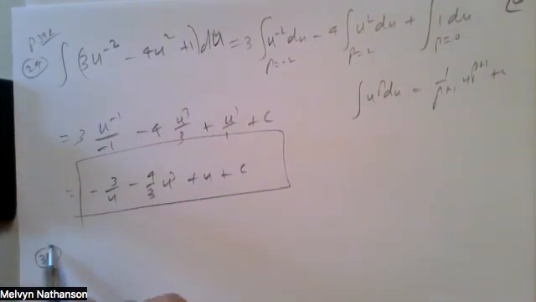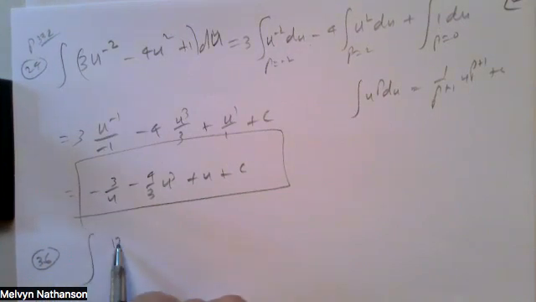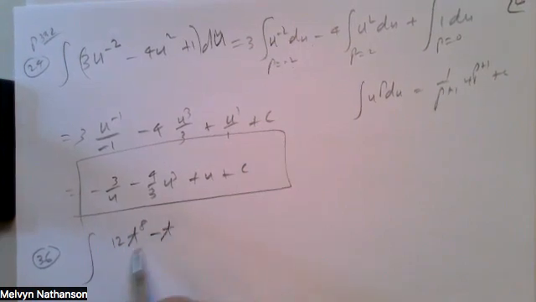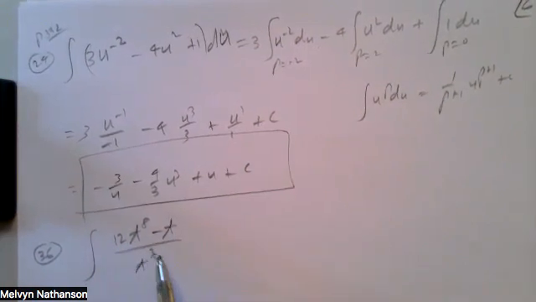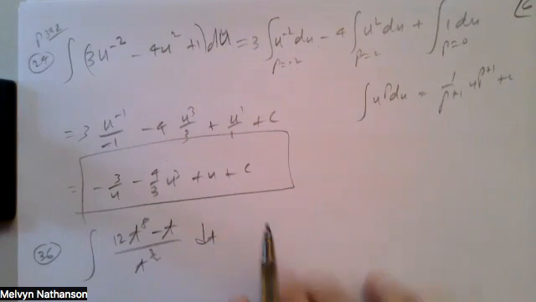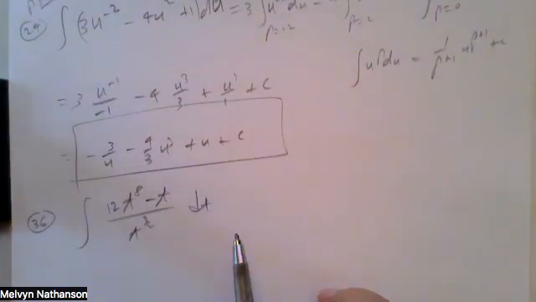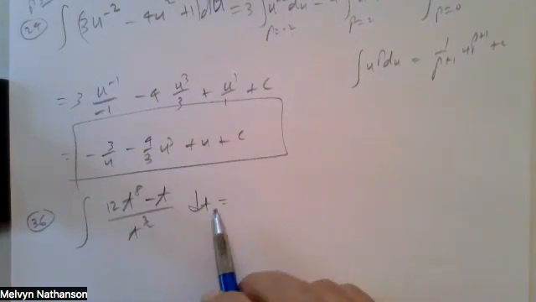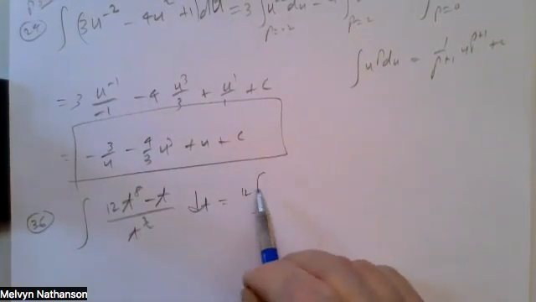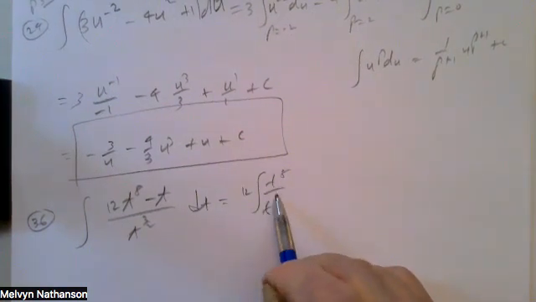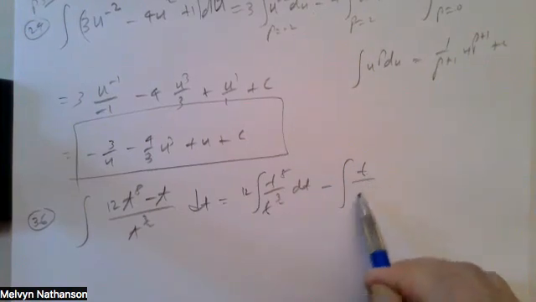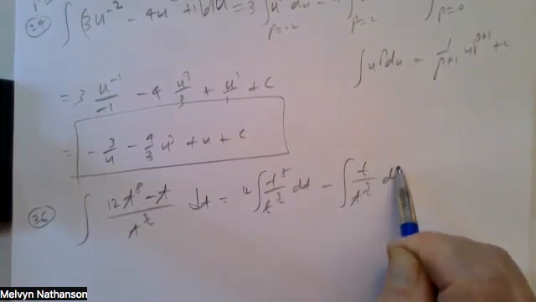Let's look at number 36. Number 36 is the integral of (12t^8 minus t) over t to the 3/2 dt. So again, using the constant multiple rule and the addition rule, I can write this as two integrals: 12 times the integral of t^8 over t^(3/2) dt, minus the integral of t over t^(3/2) dt.